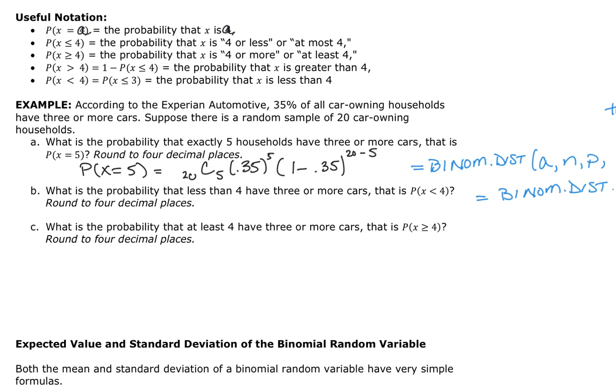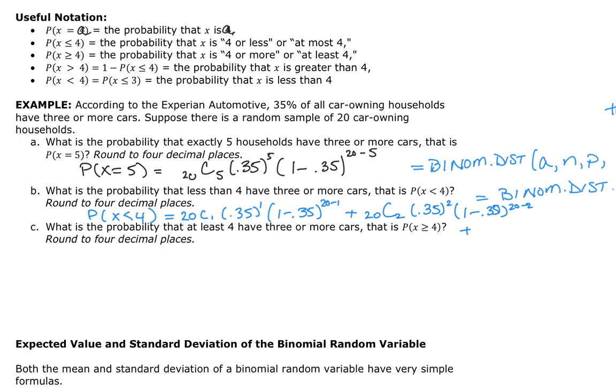So if I'm going to use P of X less than 4, then I would have to do 20 choose 1, 0.35 to the 1, 1 minus 0.35 to the 20 minus 1, plus, actually I should make that smaller, 20 choose 2 of 0.35 raised to the 2 times 1 minus 0.35 raised to the 20 minus 2, and I'd have to do that up until I got to the third one, and then I'd be done. So that's a problem because that's a lot of work, and I'm not inclined to do that.